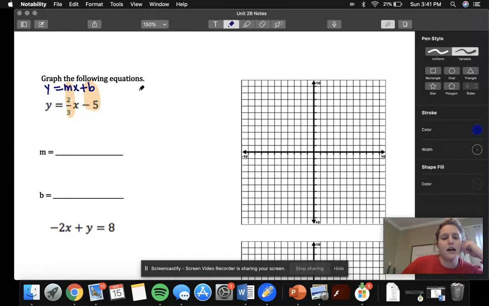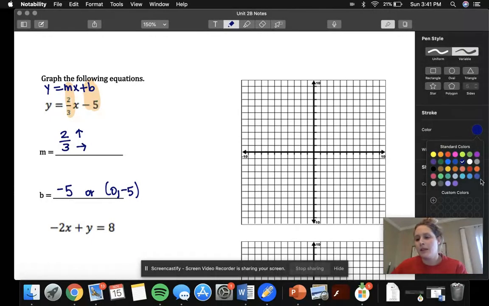My slope, my m value, is a 2-to-3 ratio. It's already a ratio, so I could just stop. I don't need to make it a ratio. So this is my rise up 2, right 3. My b value is the extra added number, so I see a -5. So this means I'm going to begin at a -5, or 0, -5.